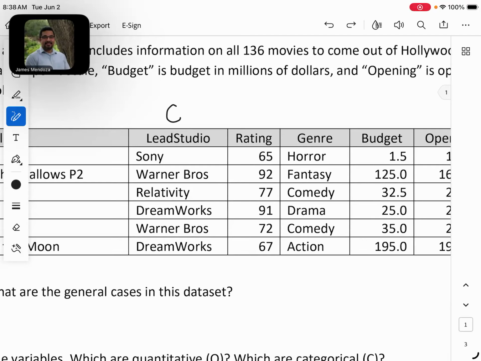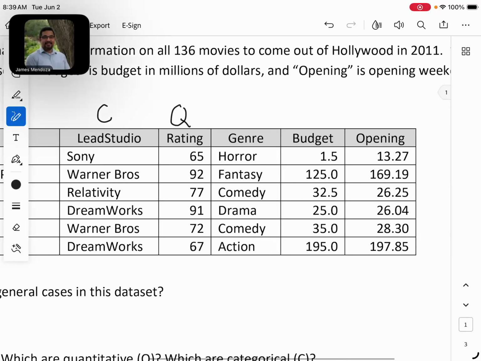And then you see the rating. This would be a quantitative variable because it's specifically about numbers. It's rating, like how much did people enjoy the movie, think that it was successful. You can see somewhere in the 60s, 70s, 90s. And what we could do is average those out. Like, what was the average rating?